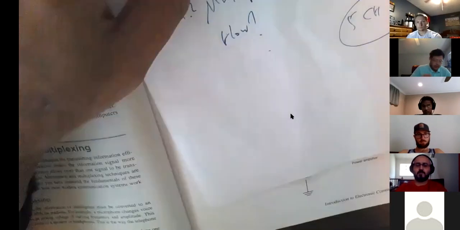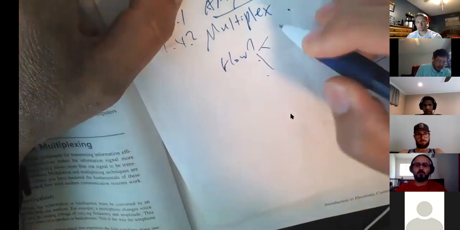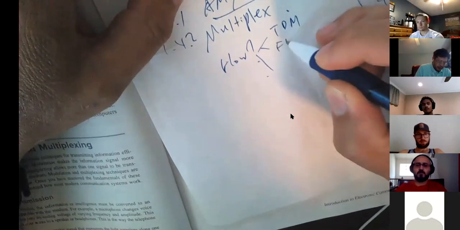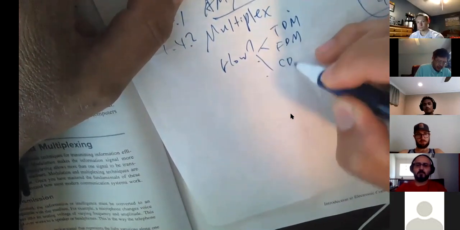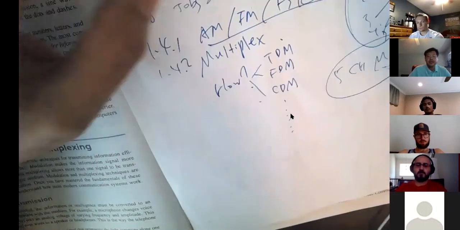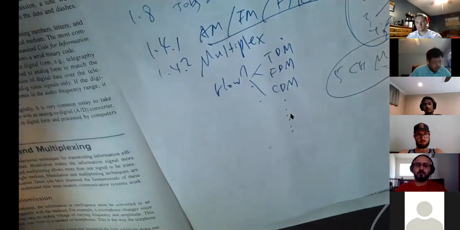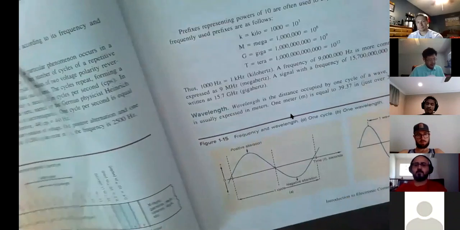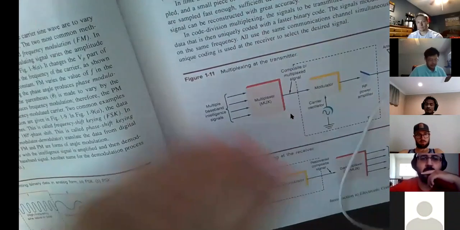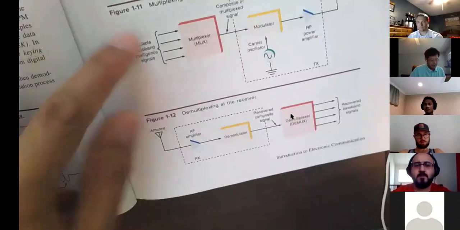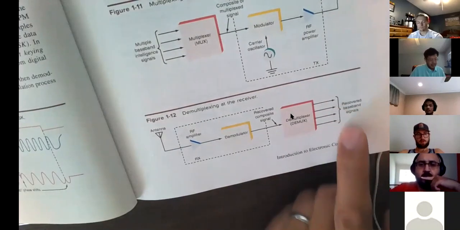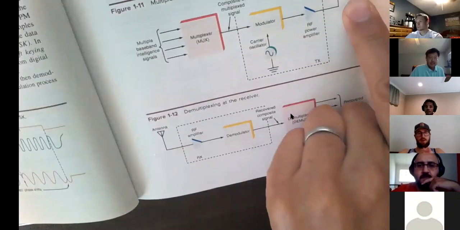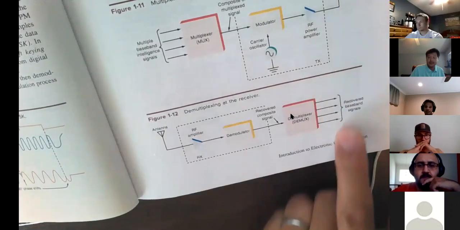There are many ways to do multiplex: TDM, FDM, CDM, and it goes on forever. The author does not cover this subject; the author only has half a page on multiplexing. So basically you have multiple signals and you want to combine them when you send them out, and then when you receive them, you want to separate them.